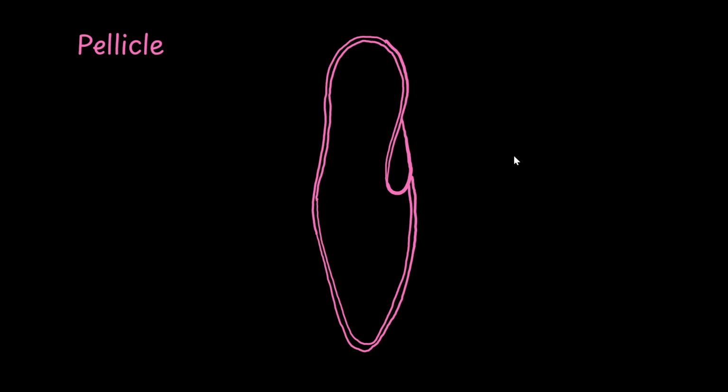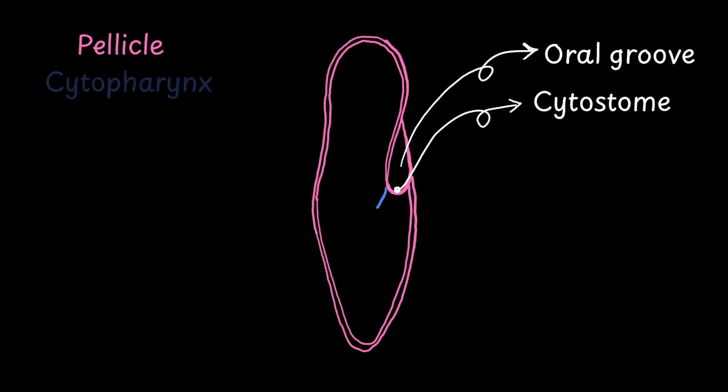Let's start with the structure of the paramecium. Similar to Euglena, Paramecium too has a proteinaceous pellicle. It has an oral surface which contains the oral groove, the cytostome, and the cytopharynx.